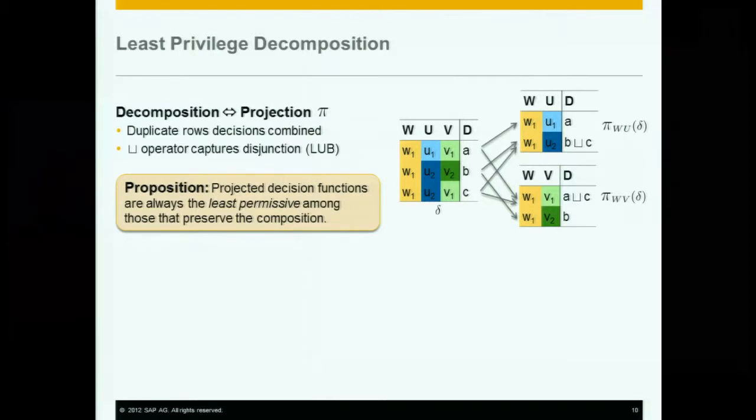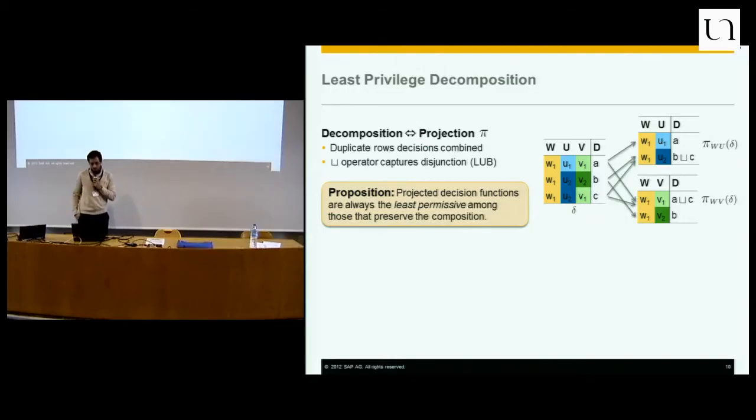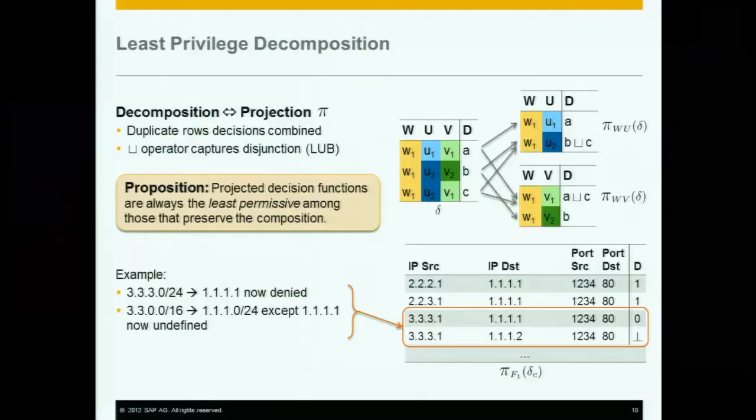So what are the next steps? The composition. We want to come back to the original local policies, and the composition is a kind of projection. Of course, when we get rid of some column, we have to deal with the duplicates. Basically, what we do is combine the decisions associated to duplicate tuples with the least upper bound operator. And then we have a first result stating that the decision functions that are decomposed via projection satisfy the least privilege principle that we wanted from the very beginning. Always the least permissive among all the possible ones that, when recomposed, give back the original decision function.